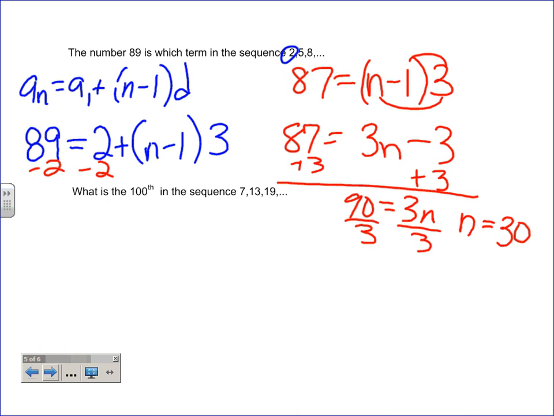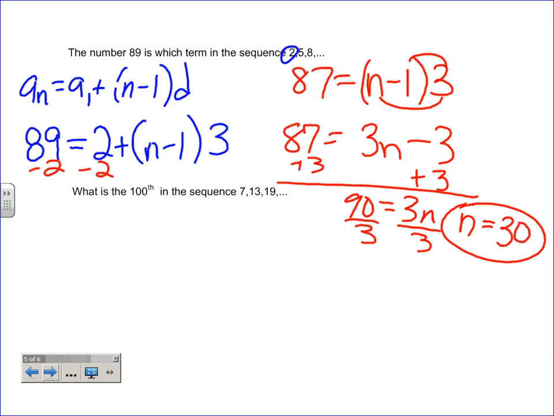Now it's very important for me that, yes, you can solve it, but it's also important that you can explain what that means. Great, n is 30, you did the algebra, real good. What that means is what? Does anybody think they can explain that? Exactly. 89 is the 30th number in this sequence. If I went out to the 30th term, it would be 89.